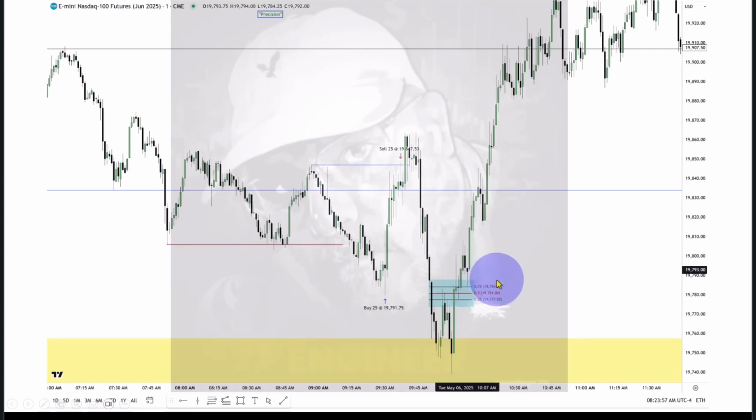Boom. That's perfect, folks. Linda Raschke can't teach that. Larry Connors couldn't teach it. Wyckoff didn't know anything about it. Supply and demand? Nope. Elliott Wave? Nope. Sorry, no pitchforks here.